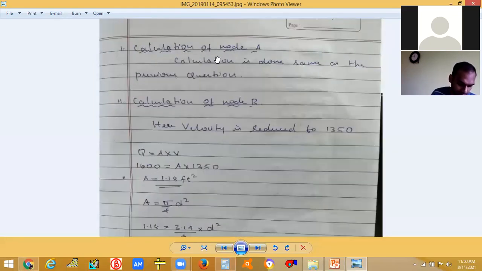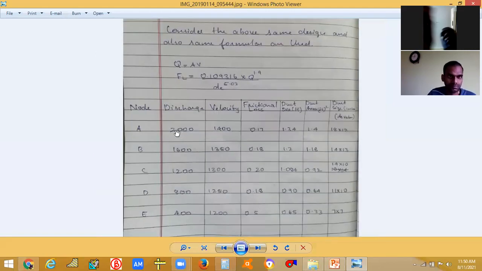Calculation of node, you can write calculation is done same as the previous question. So this will be same: 2000, 1400, 0.17, 1.34, 1.4, and that size will be same. What was the duct size that you have written there? 17 into 11, right?